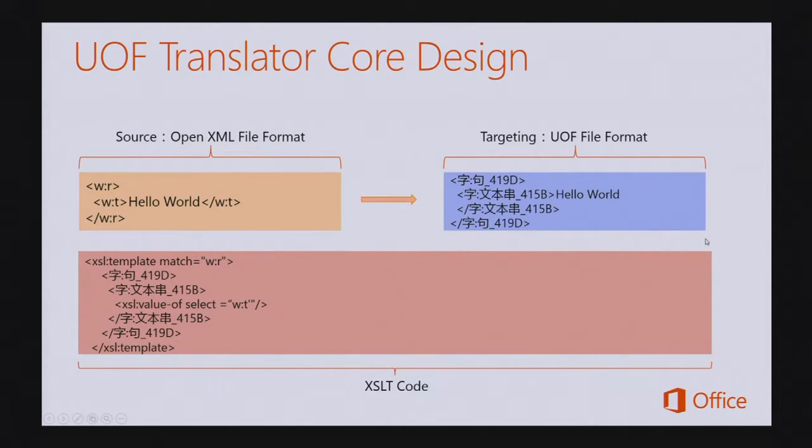The XSLT code will be like this. It's a template that matches the w:r into its related attributes in the UOF file format. And how do we deal with the value, hello world? It will be the value of select, and select the w:t here into the related place here. So in this very simple way, the OpenXML file format will be translated to the UOF file format.